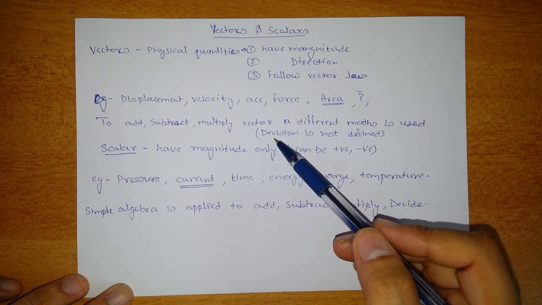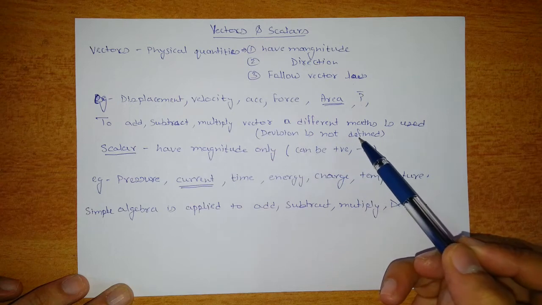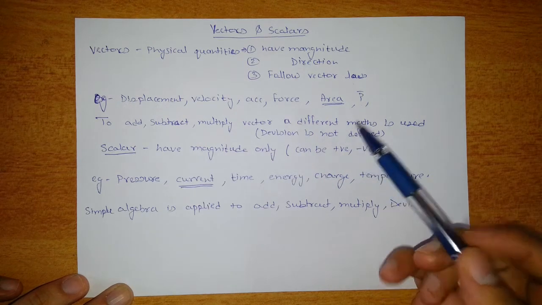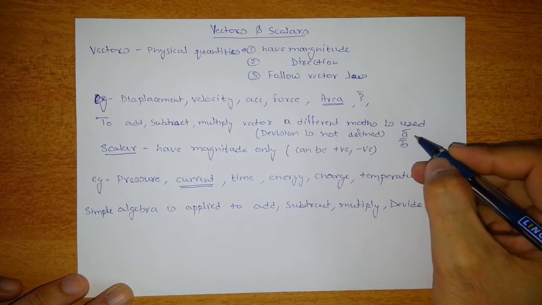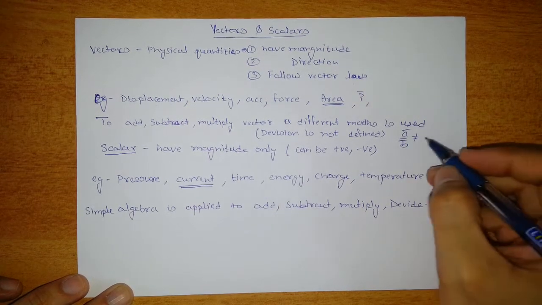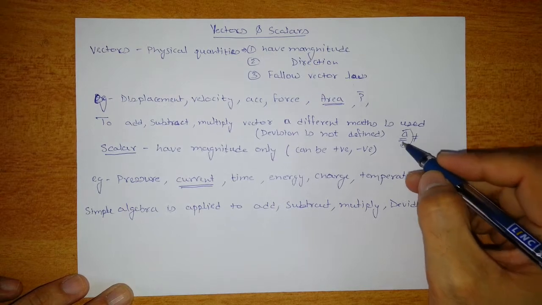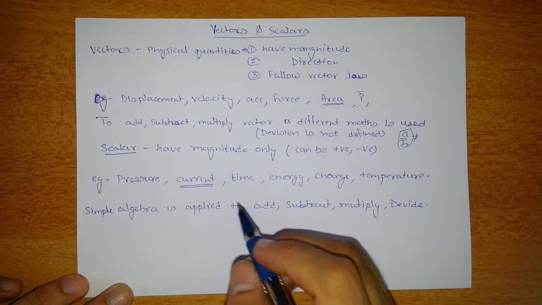One more thing, division is not allowed for two vectors. Vector A by vector B is not a defined term. Okay, vector A by vector B can't be defined.